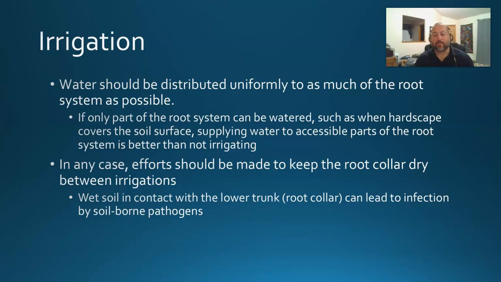Efforts should also be made to keep the root collar dry. The root collar is the lower trunk. When we say the root collar, think about the taper of the tree. The tree is fatter at the bottom, and then it tapers up. That fatter part, that's what we call the root collar. You want to keep that dry between irrigations. Obviously it'll get wet when you're irrigating, but then you want it to dry out, and then get wet and dry out.